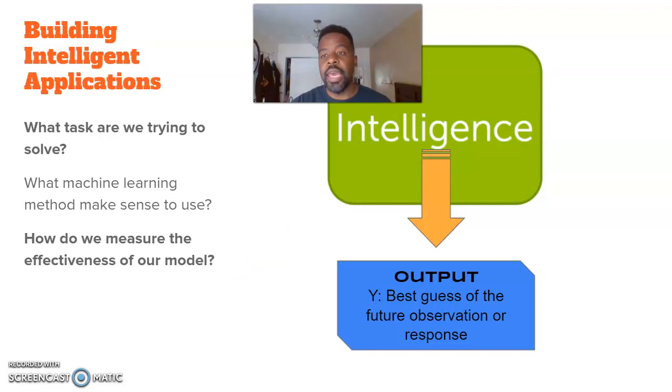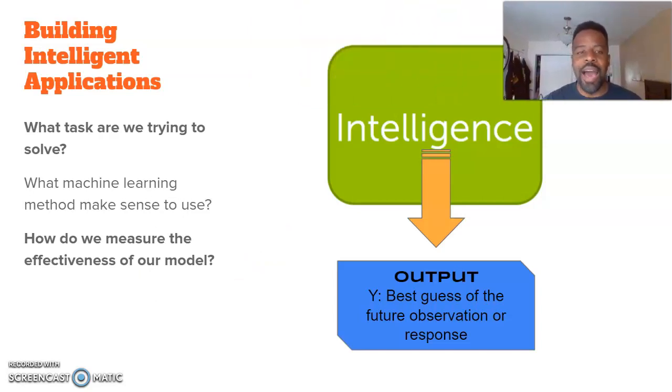From there, we'll look at how we build out intelligence. Again, what tasks are we trying to solve? And how do we measure the effectiveness of our model? In terms of our output, our Y value, the best guess of our future observation.